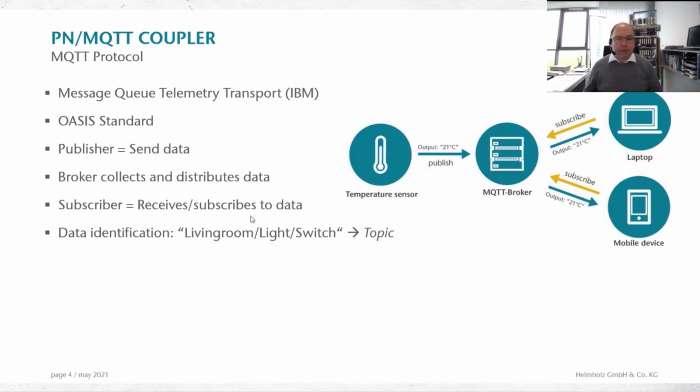And the identification of all this data is done in text form. For example, you have the living room, you have the light, and you can switch the light in the living room. The slash here is a separator of different logical units. So you can have the living room, the light in the living room, and you can switch it. You can also have the living room and the heater and the temperature, the set temperature.